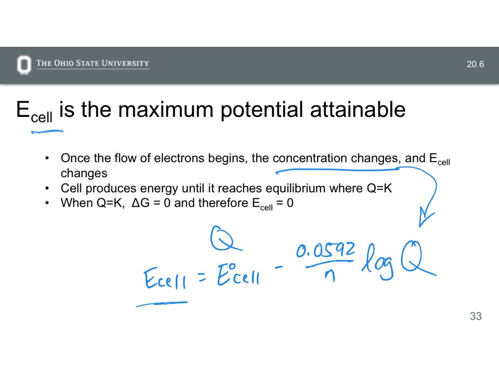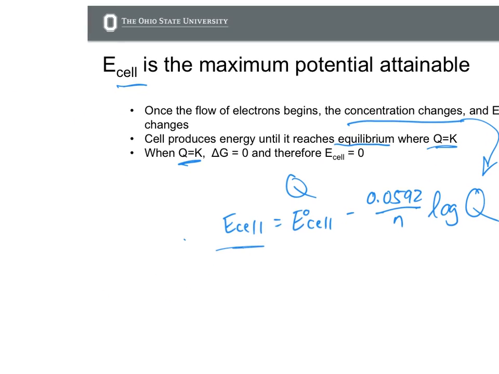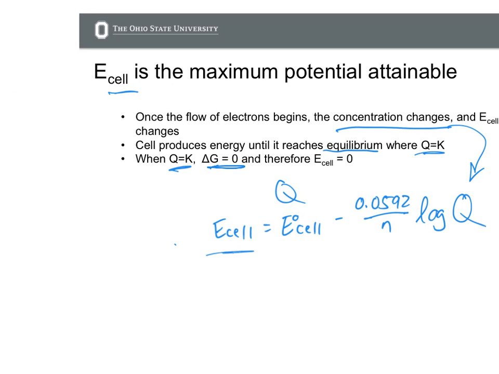Your cell will produce energy until it reaches equilibrium, and that's when Q is equal to K. So when Q is equal to K, the Gibbs free energy is equal to 0, and so your cell potential is equal to 0.